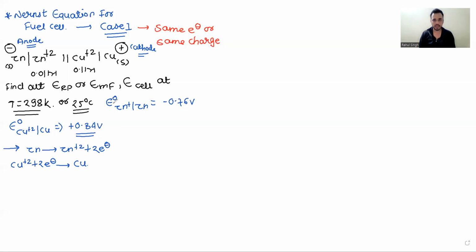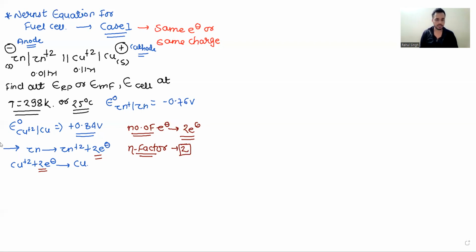Whenever we talk about the n factor over here, n factor means the number of electrons taking part. The number of electrons will be 2. We can see on both sides we are having 2 electrons. So the n factor is 2, and the n value will be 2 that we have to take over here.